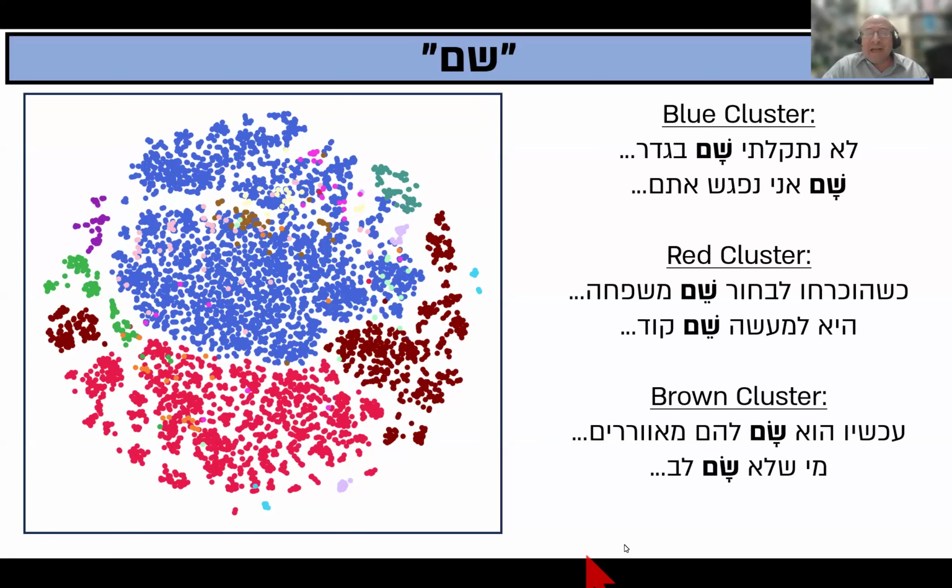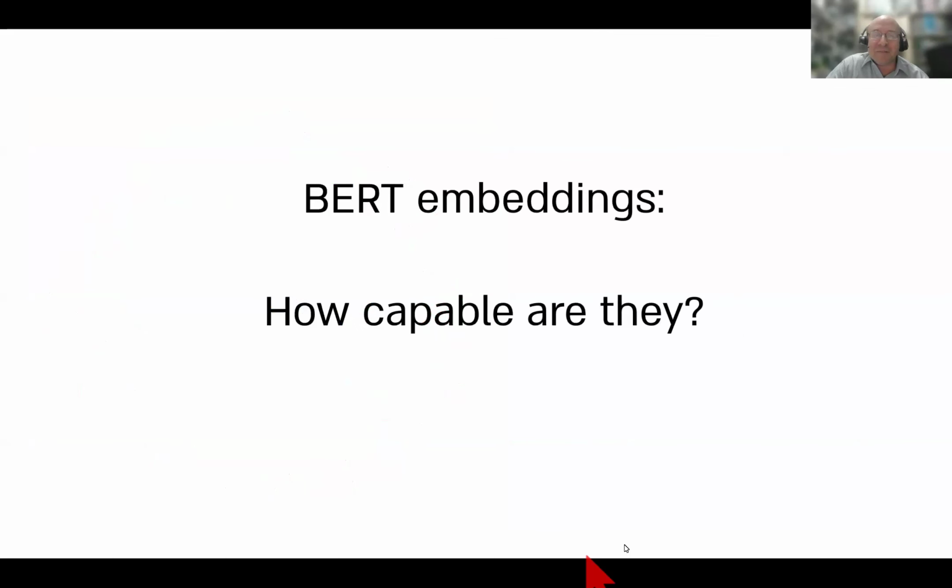Okay. Now, what else can this do? These three usages of Shin Mem, the adverb, the noun and the verb, are so well differentiated in terms of their syntactic function that we could say that's a pretty easy one for it to do. But let's try another one.